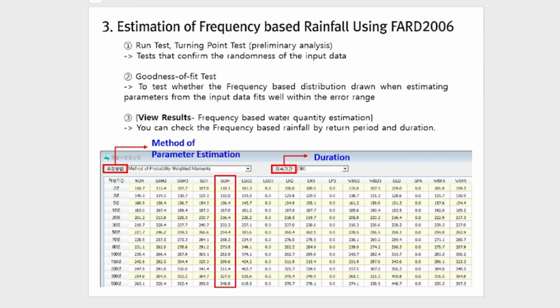And then now, once we have the results, we're interested in looking at the Gumbel distribution because that's the most commonly used probability distribution in Korea. So if you look at this Gumbel distribution as shown in this red box, we see that it says GUM on the top, and then you can see the return periods on the left side, and they are in units of years. So 2 years, 3 years, 5 years. And then if you go 2 years, go across, stop where it says GUM. So for the Gumbel distribution of 2 years return period, the frequency-based rainfall is 110.1.